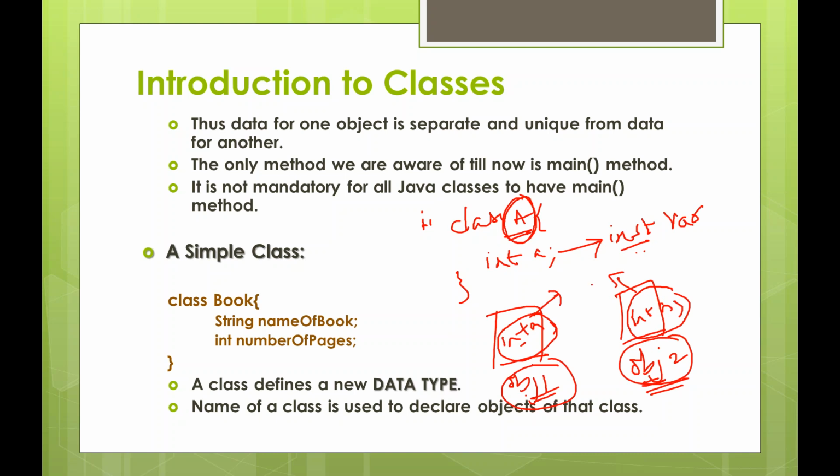If you assign a value to integer A in object 1, you can assign a different value here. Both of these need not be the same.